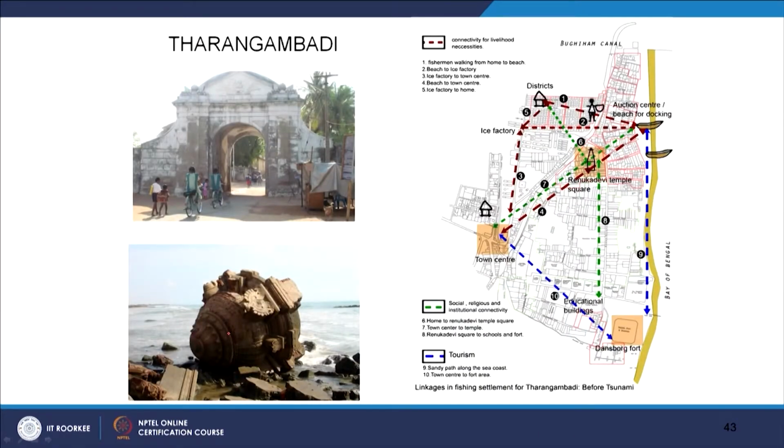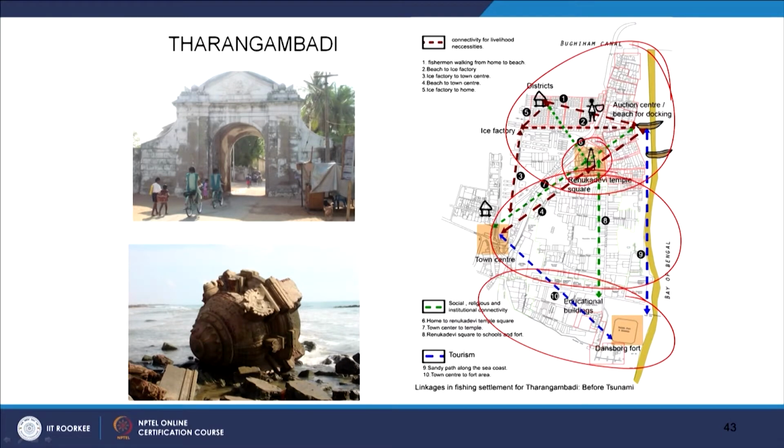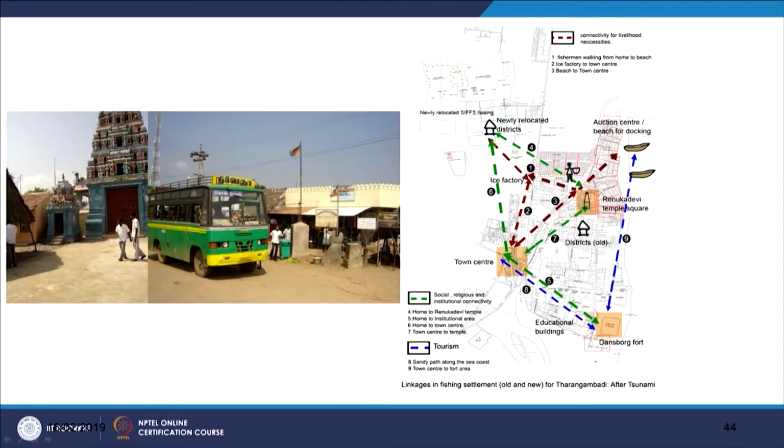In the second case, Tarangambadi, there are three clusters. One is the Danish colony and the Muslims, the pre-colonial houses, and the fishermen society lives here. And this is the Renuka Devi Temple Square. This is where the tourism circuit goes, because of the Dansborg Fort here and the town center. So this is the highway and it goes like this. And this is the Masilamaninatha temple, which got damaged during the tsunami.